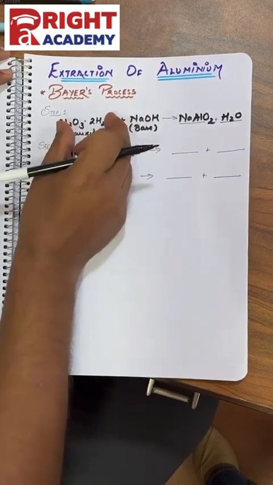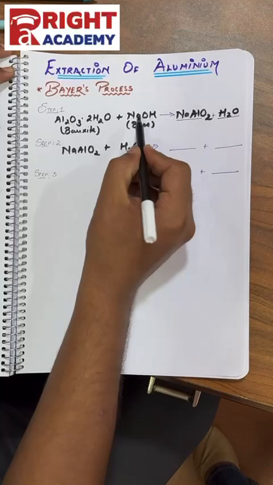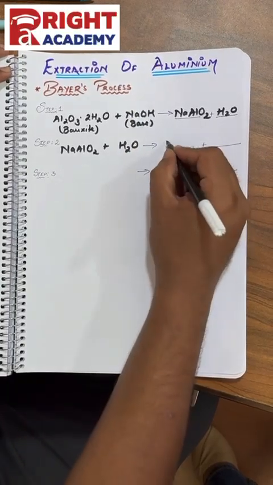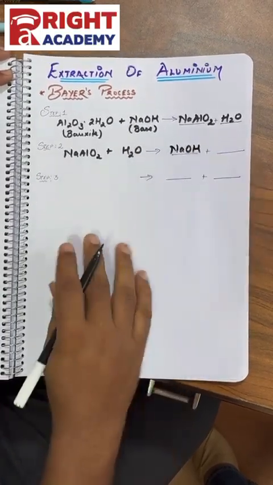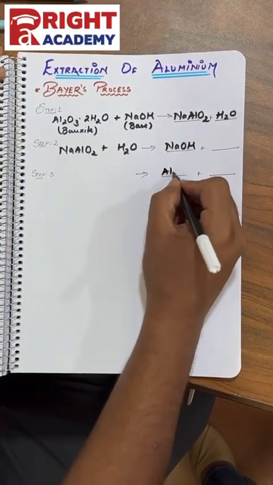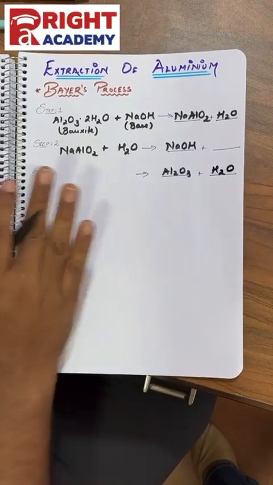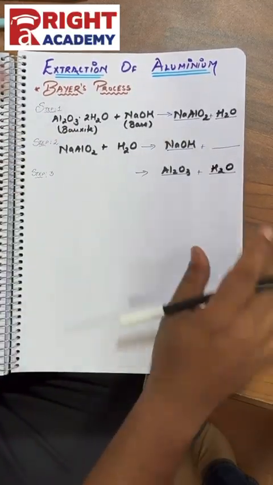Next, whatever reactants you see here, one of them will be the product in the second step, another will be the product in the third step. Isn't it easy? Let's see how. So this NaOH will be repeated here, NaOH, and this will be repeated here, Al2O3 plus H2O. See, almost half of my reaction is done.